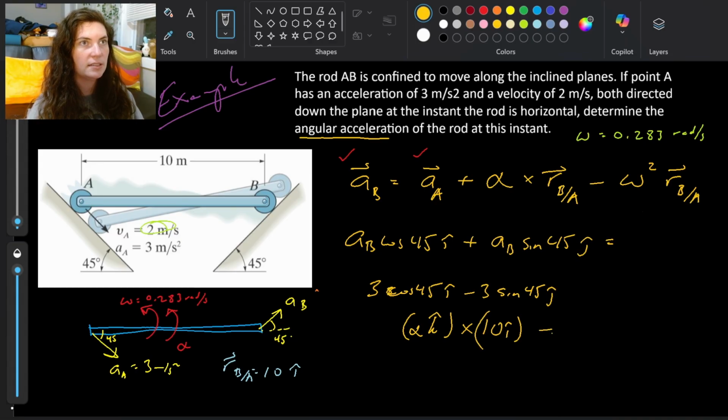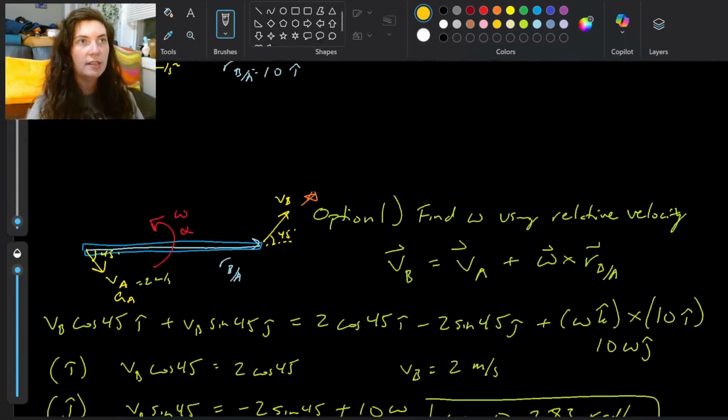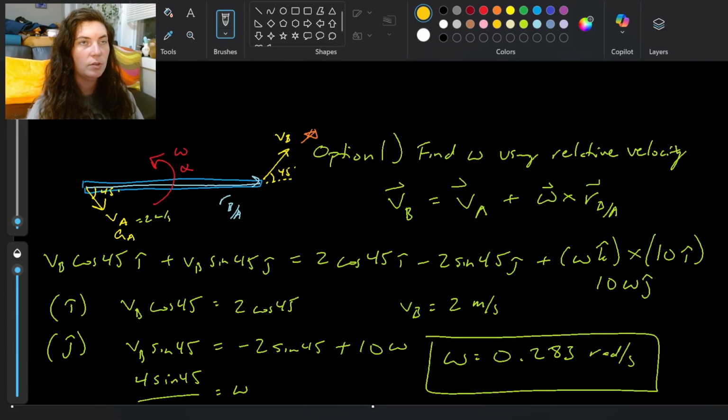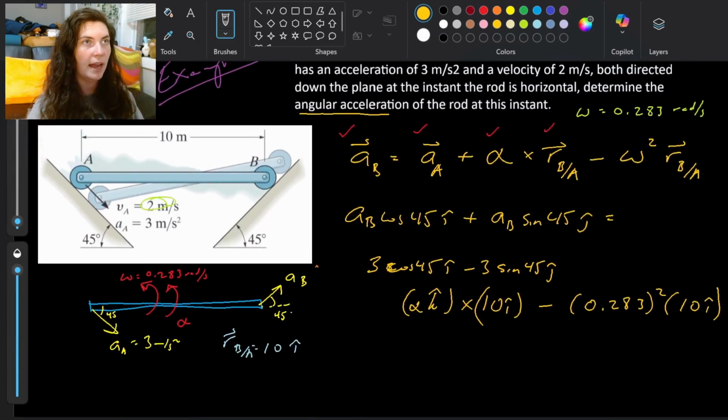And then minus, we've got this term, and finally this last term here is omega squared times r BA. Our omega squared, again, is just in scalar form, it's being squared. So this is just the magnitude, 0.283 squared, times the vector of 10 i hat. And then we're going to do just as we did down here. We're going to write everything out, and then separate it into the i and j components and solve for our angular acceleration.